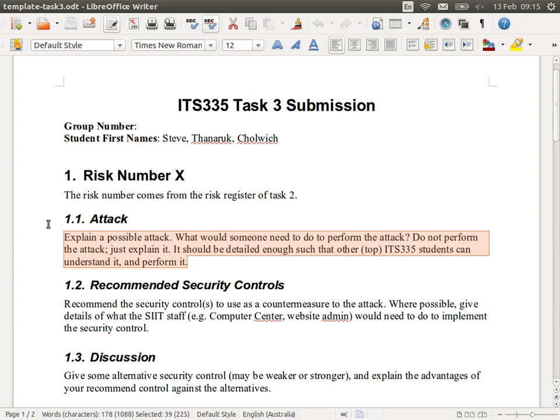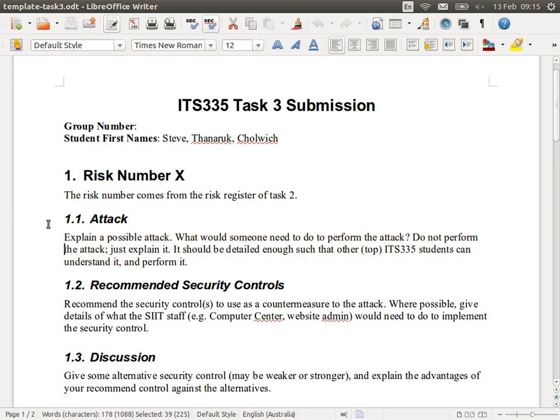So this is saying what to do. Discussion is saying what's the advantage and disadvantage of doing that. Why did you choose that one? Especially when there are others to choose from. So a little bit about, well, this one we think is secure enough and it's cheap enough to implement for these reasons. So some discussion here.